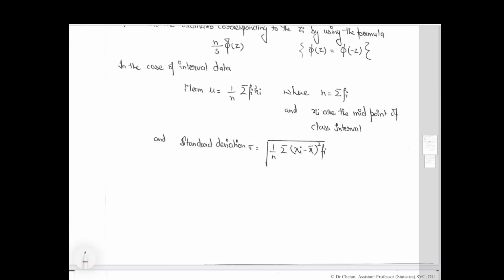For the data involving the class interval, the mean of the data is given by this quantity, where n is a summation of fi, where xi is the midpoint of the class interval, and the standard deviation is given by this quantity.